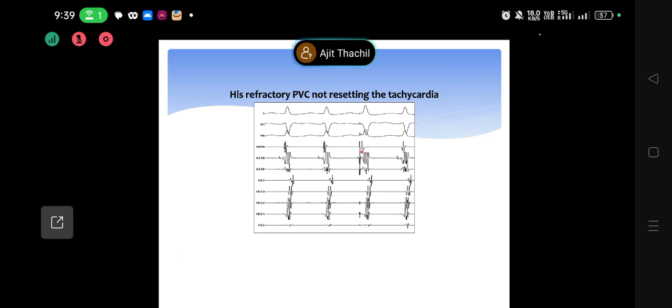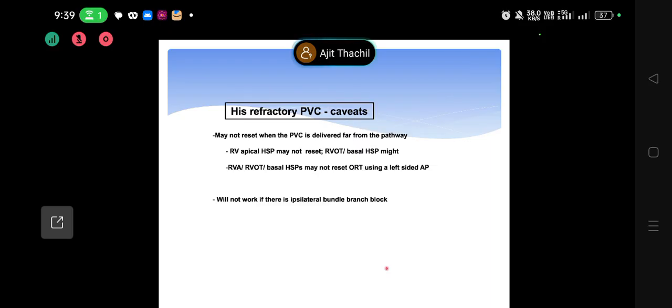What is happening? Nothing is happening. What can we say? We can say nothing. See, if a His-refractory PVC did not reset the tachycardia after being close to the expected site of the accessory pathway, well, it did not reset the tachycardia, that's all.